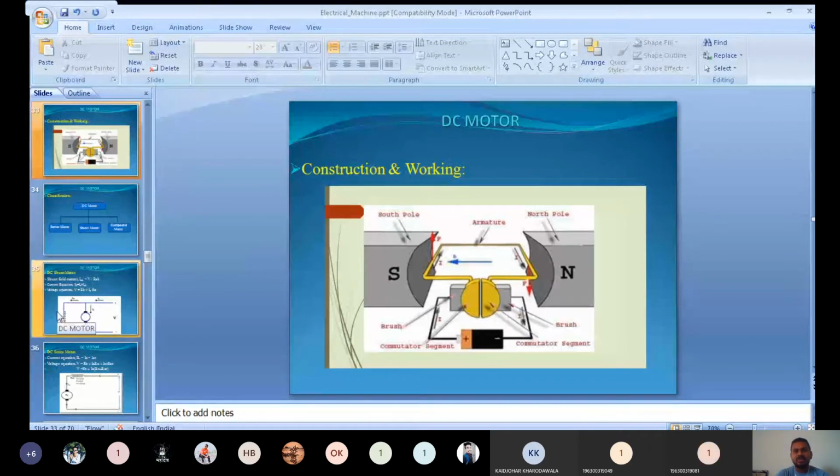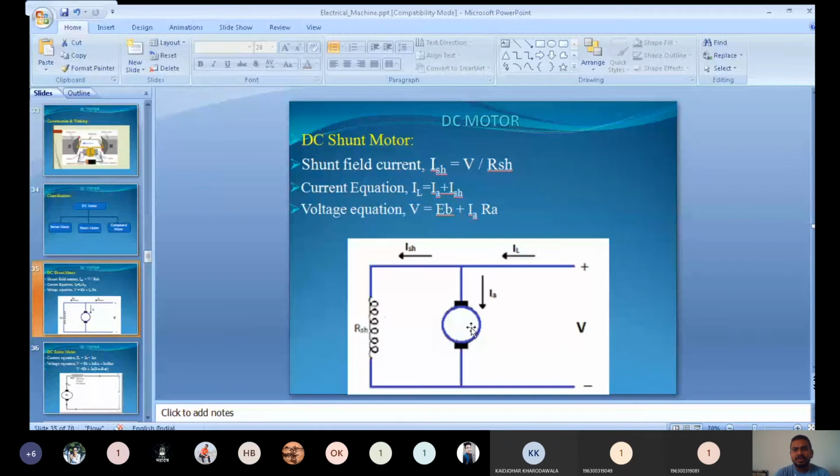Now the voltage equation. This is the armature winding. EMF is induced in this armature and it is the back EMF EB. This back EMF EB is equal and opposite to this supply voltage. Here is the supply voltage given to the motor, so back EMF EB is generated.